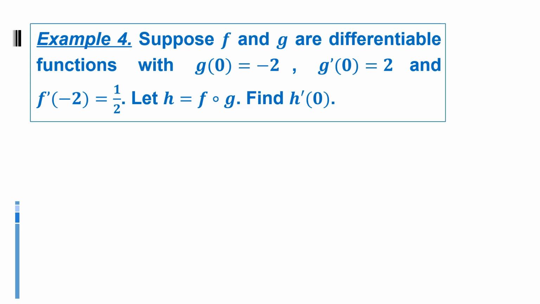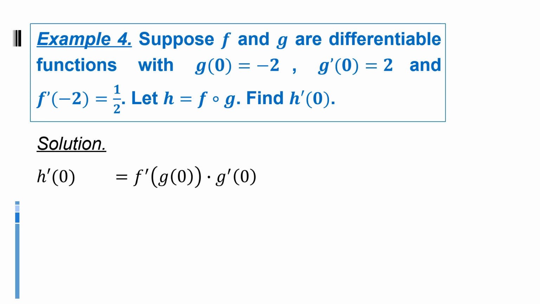Suppose f and g are differentiable functions with g of 0 equals negative 2, g prime of 0 equals 2, and f prime of negative 2 equals 1/2. Let h be equal to f circle g. Find h prime of 0.